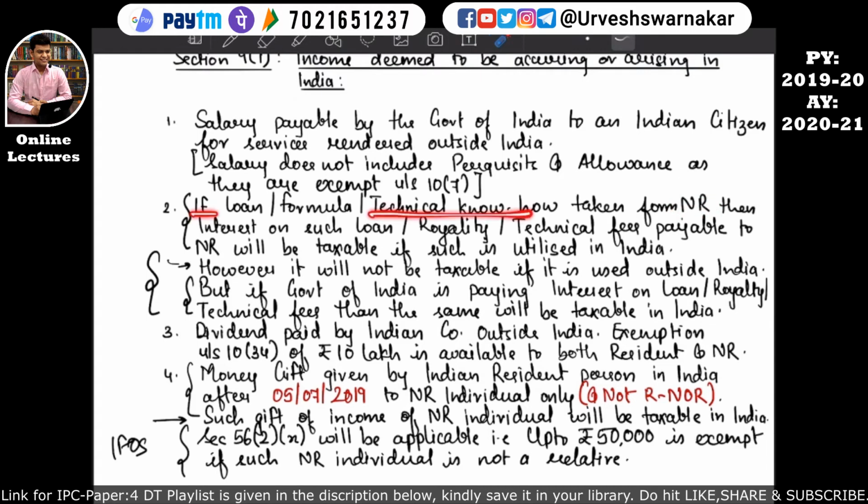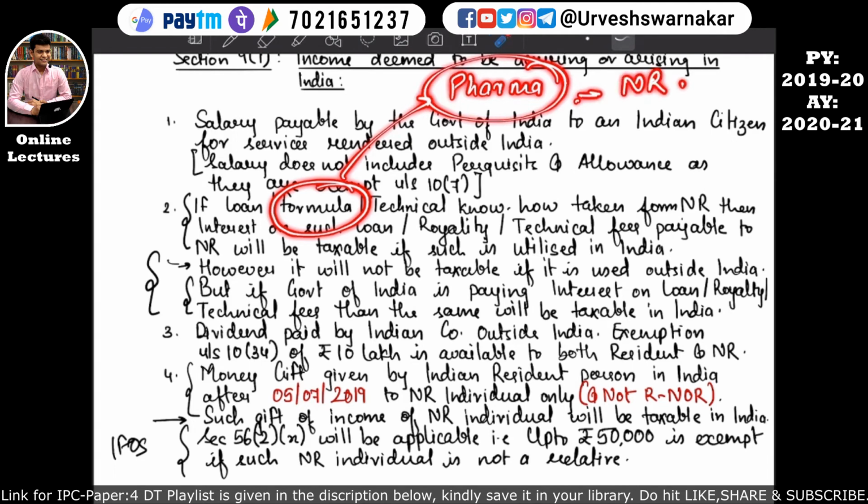If technical know-how has been taken from a non-resident, then technical fees payable to the non-resident will be taxable if such know-how is utilized in India. This technical know-how has been utilized in India. So firstly understand what this formula means. A formula can be any chemical formula for pharma industries, okay. Understand that there is a pharma industry and such pharma industry has taken a formula from this non-resident. So in return for this formula, the pharma industry has to pay this non-resident a royalty, okay. I hope this is quite clear to you all.